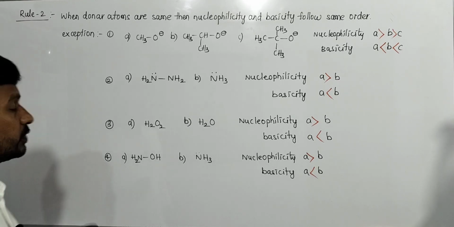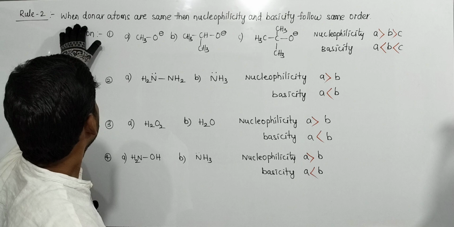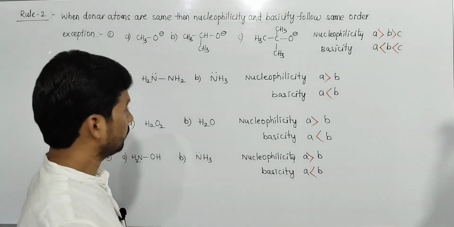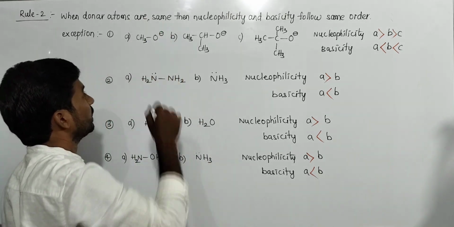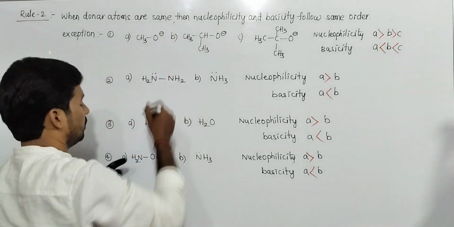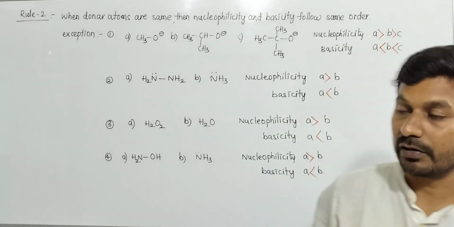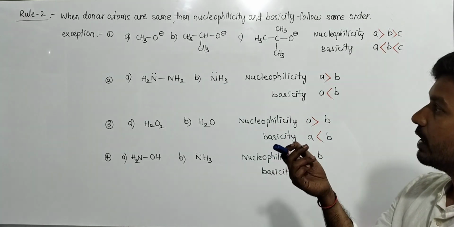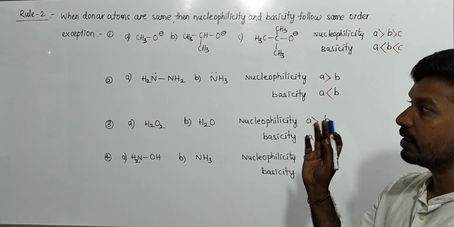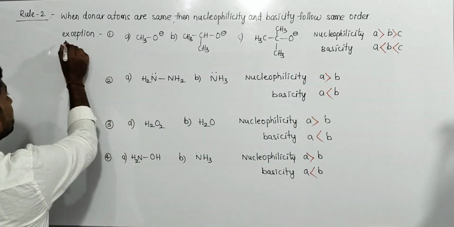Next, during comparison of nucleophilicity and basicity, the second rule: when donor atoms are the same. If donor atoms are the same in the species, then nucleophilicity and basicity follow the same order. Exception: of course, there are some exceptions.